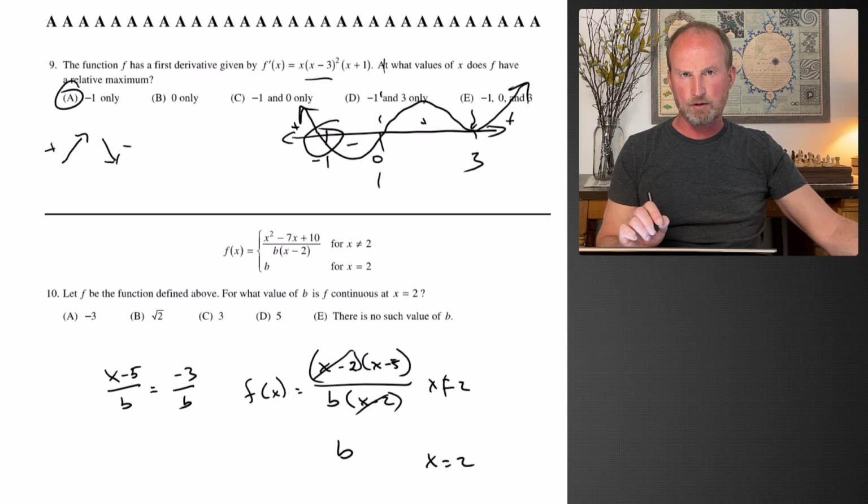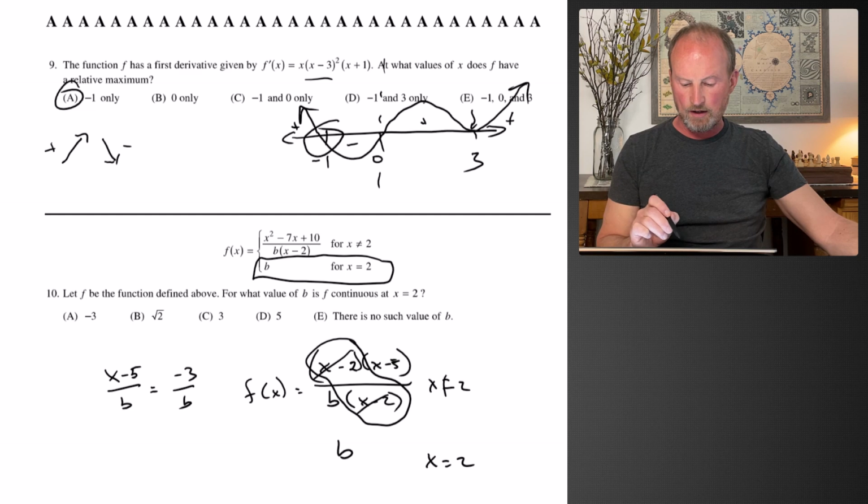In order for this to be continuous, so remember what we have right here. What does that do? That gives me a hole. In order for this to be continuous, whatever my definition of f is at x equals 2, it must fill in that hole. So then this -3 over b from the top definition has to equal b from the bottom definition, or from the definition at x equals 2. Well, let's solve that. So I cross multiply, so b squared needs to equal -3, and we know that b squared will never be -3, so my answer is E.